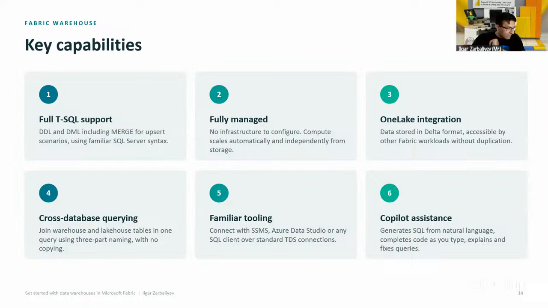If you have ever sized a dedicated SQL pool, you will appreciate what has been taken away here. Three, OneLake integration. Warehouse data is stored in Delta format and is accessible by other Fabric workloads without duplication. One copy, many engines. Four, cross-database querying. You can query across warehouses and lakehouses without copying data using three-part naming: database, schema, table.